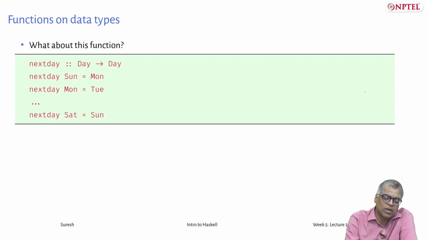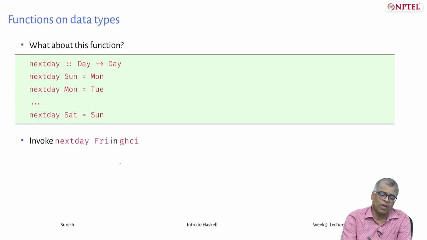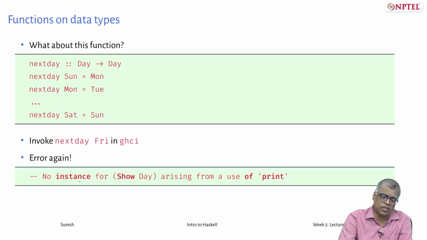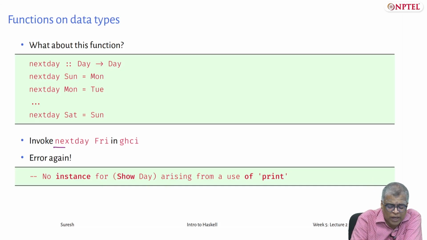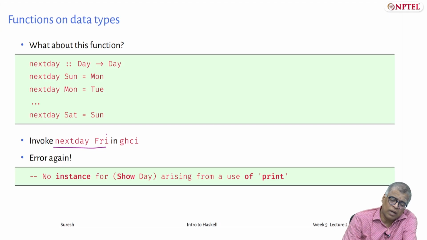Next day, we want to do this. Next day of Sunday is Monday, next day of Monday is Tuesday, and so on. Next day of Saturday is Sunday. So far so good, it's fine. This program will compile. But if you load this program in GHCi and try to run it, suppose we say next day of Friday in GHCi, what you will get is an error. It will say no instance for Show Day arising from a use of print, because GHCi wants to print this value. Printing the value means first converting it to a string and then putting it on the screen or whatever output device you are using. And it doesn't know how to convert it into a string.